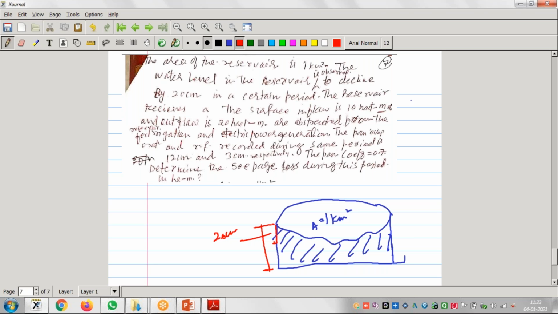In a certain period, the reservoir receives rainfall inflow of 10 hectare. Now this rainfall P is given as 10 hectare. Now some units are different. You should know that 1 hectare is equal to 10 to the power 4 meter square.